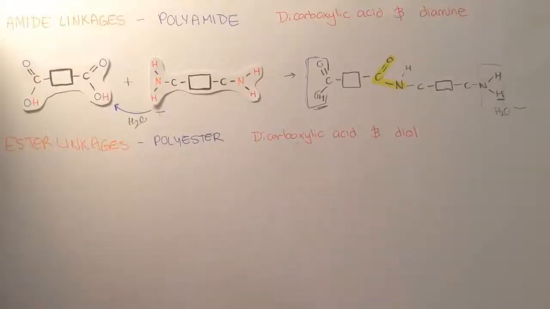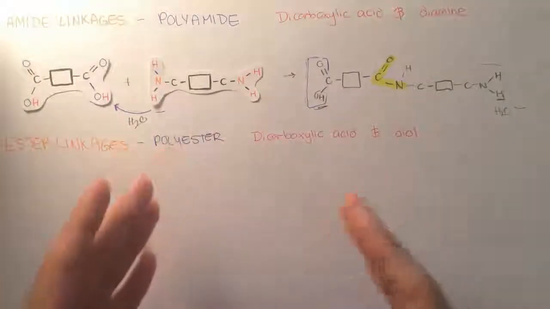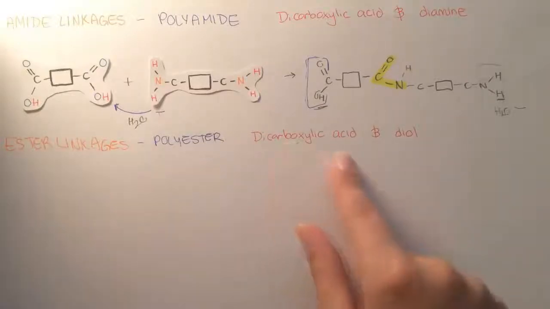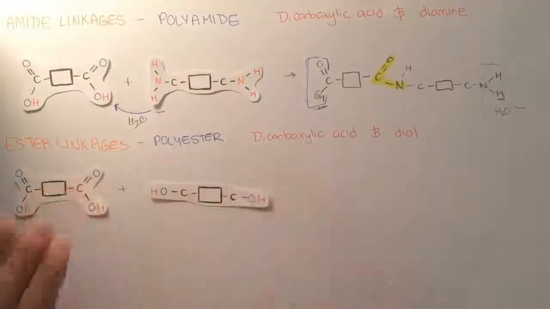So now we're going to be focusing on polyesters. Polyesters are the same as polyamides, the only difference is that it's ester linkages. So we're using dicarboxylic acid and diol. So what's going to happen?